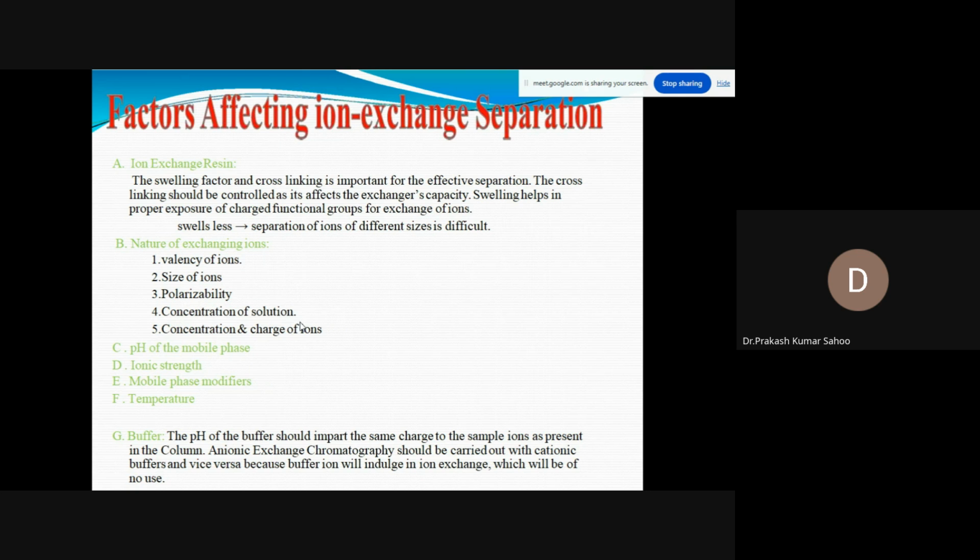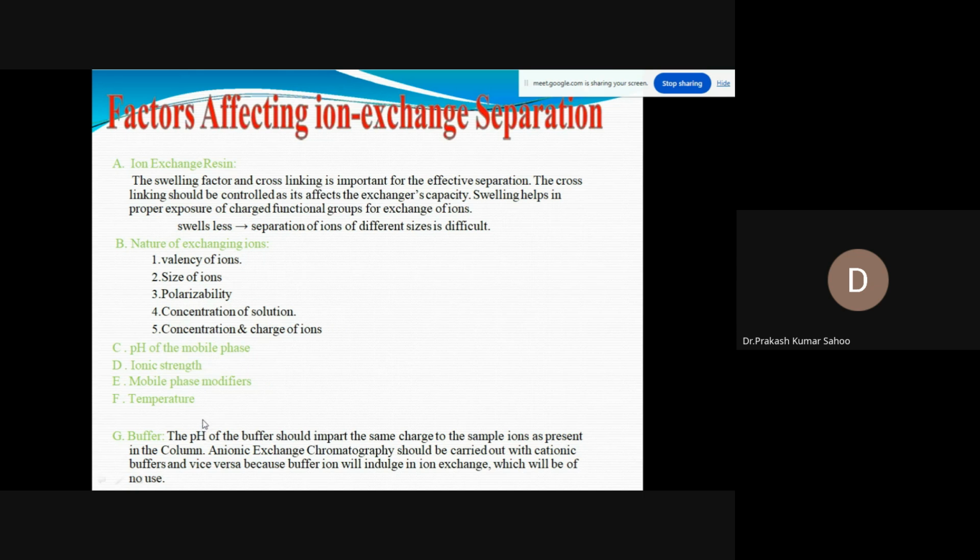Then concentration and charge of ions. Then number C, it is the pH of the mobile phase, because in acidic, basic or buffer phase, your separation is made depending on the type of component you are trying to separate from the mixture. Then it is the ionic strength. As ions are involved in this chromatographic separation, the ionic strength of different ions is a big factor for this separation.